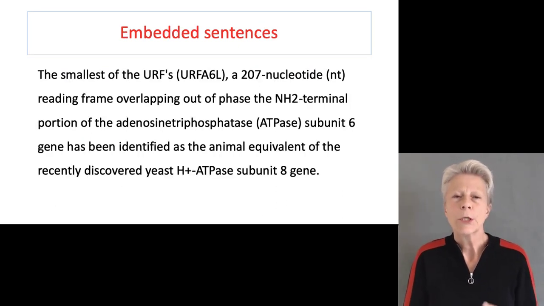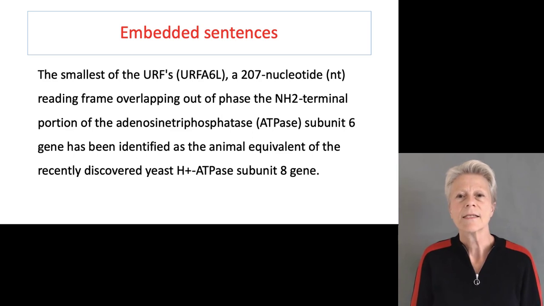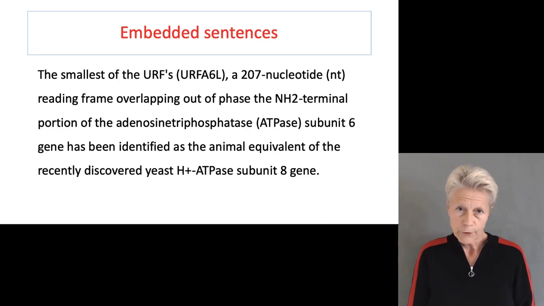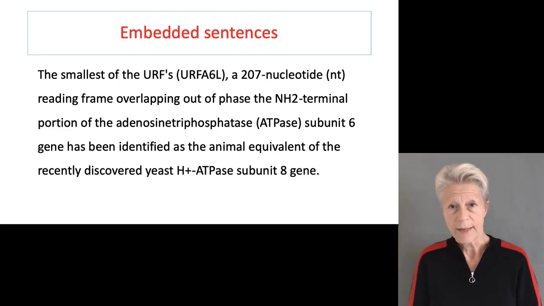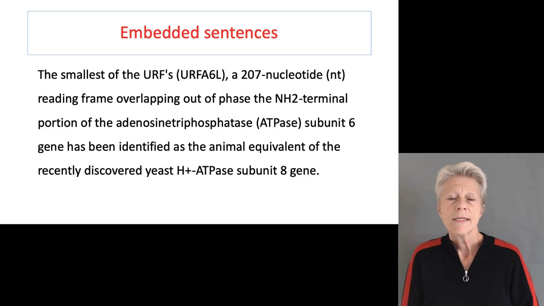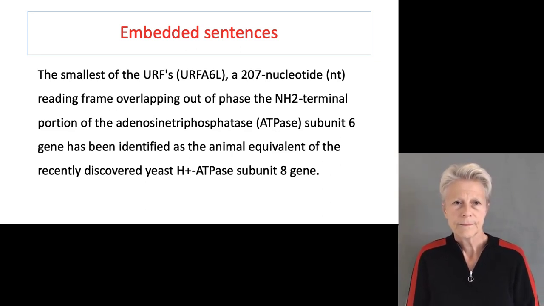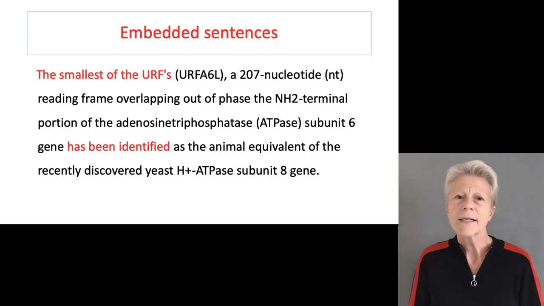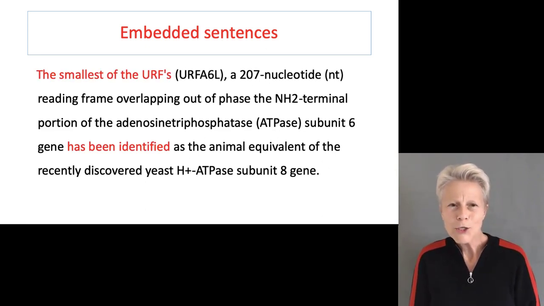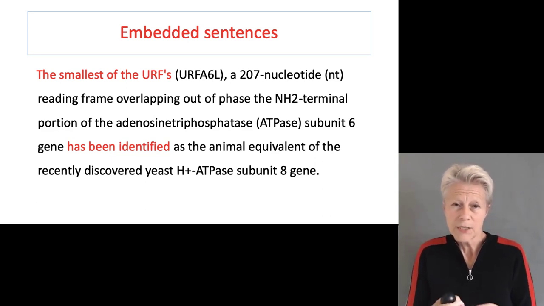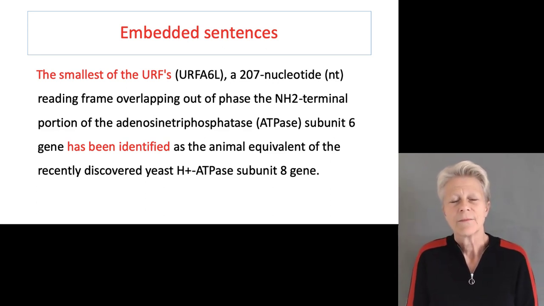Now there's one important no-go in complex, longer sentences. Never split subject and verb, because subject and verb, that's a happy marriage and we should respect it. Look at this sentence. Well, you will recognize, I hope, that the smallest of the URFs belongs to, or needs to be followed up by, has been identified as subject and verb. This is the strict message that should be presented as a unity.